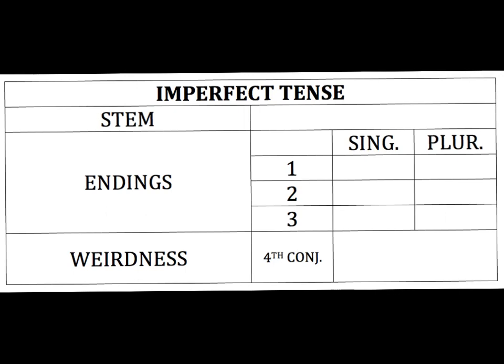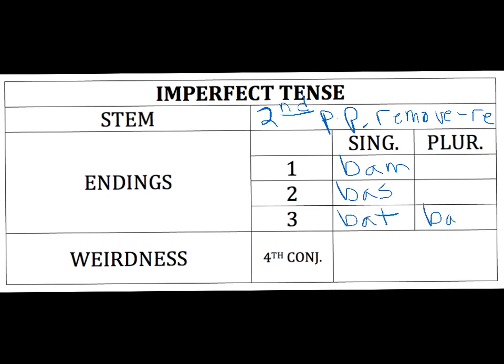This chart has a lot of the same stuff, but it's good just to have it because it has the weirdness. So the stem is the second principal part. Remove the RE. We're going to add the endings bom, bos, bot, bont. And then for weirdness, I would just say fourth conjugation. The stem is going to end in an I. I would write down that you're going to add an E, and then go ahead and write the BA that you're going to add. So that'll just remind you that this E is going to show up. It's not that something changes to an E, you add an extra E.